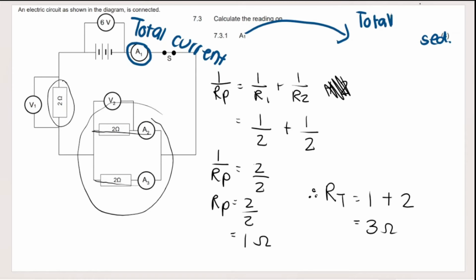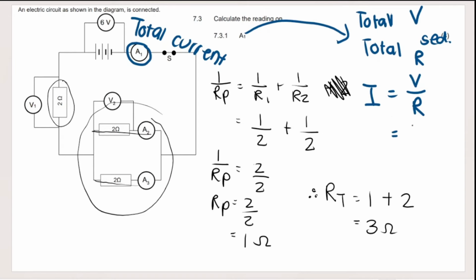Total voltage and total resistance. That makes sense. If you're trying to work out total current, you need to use total V and total R. So current is equal to V divided by R. That formula is given to you. Please, if you're going to rearrange formulas, make sure you know how to do it properly.